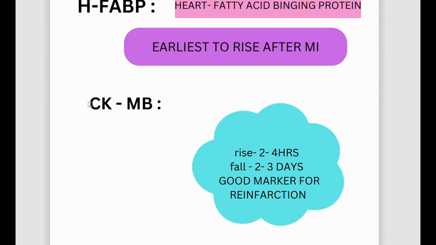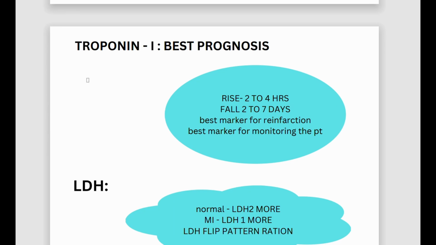This MB rises in myocardial infarction within 2 to 4 hours and falls in 2 to 3 days, and this is a good marker for reinfarction. So make sure that you remember this. And next we are going to deal with troponin. Troponin I is the best for prognosis. Depending on this, we can assess whether the patient is recovering or not. It rises in 2 to 4 hours and it falls in 2 to 7 days. It is the best marker for reinfarction and also for monitoring the patient.